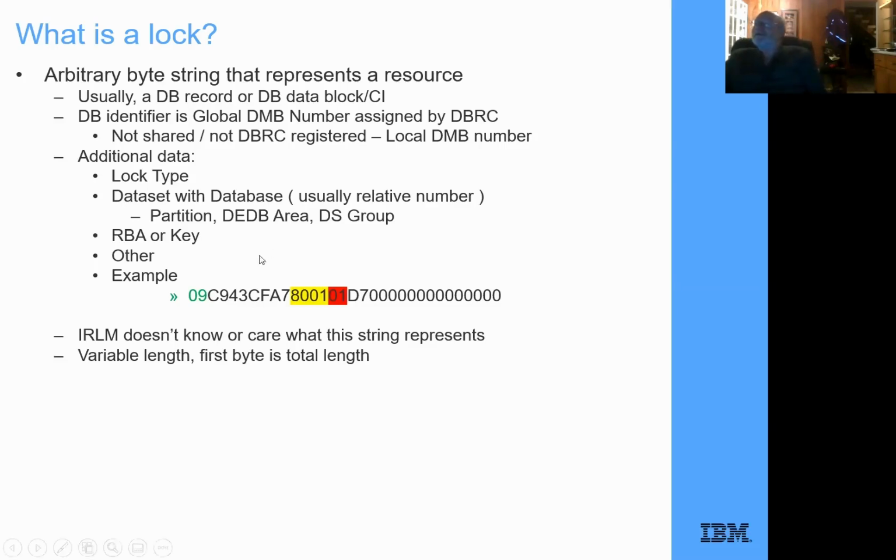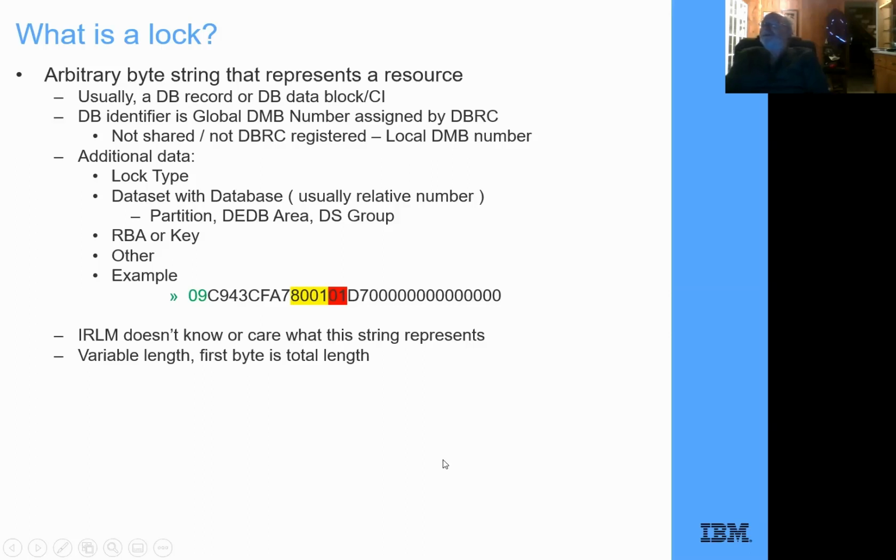Here's an example of a full function lock. The 09 is the length of the string. The 01 is the dataset ID. The D7 or P is a type of lock. And the 8001 is the global DMB number. So that would be, in this case, the first database, right? Probably the first. It's either the first database registered or the first database defined if it's not registered to DBRC. And this part is the identifier, potentially a key in this case.